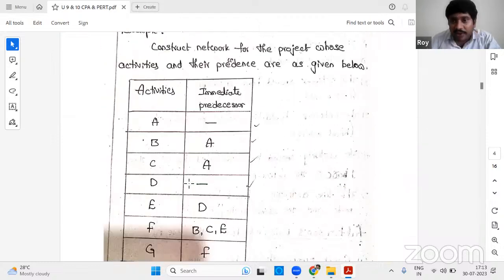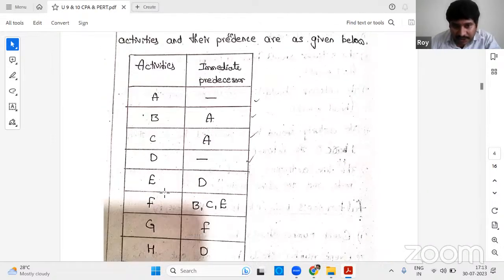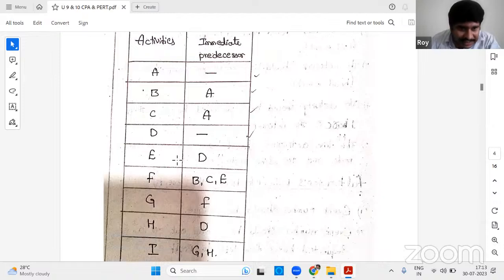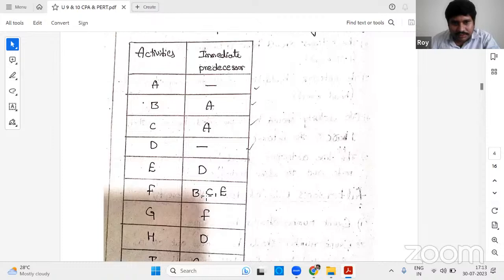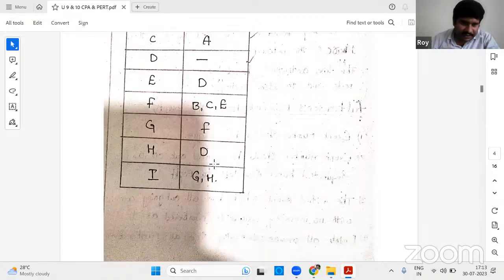But when I'm drawing, listen to this carefully. When I'm drawing this E, is E a predecessor for anyone? Yes, for F. E is predecessor for F. And not only E, B and C are also predecessors for F. Okay, now till E it is done.